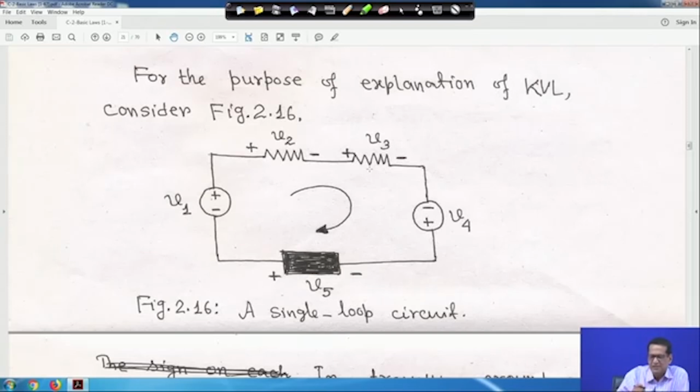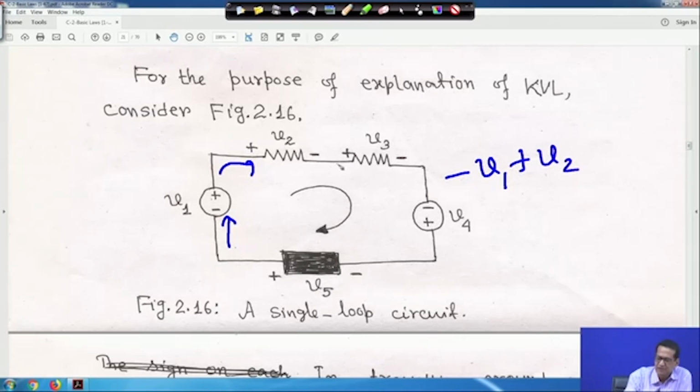So, in this case you mark the polarities arbitrarily. Suppose the current direction is clockwise, and we are moving clockwise. As you move clockwise, you see which terminal you encounter first. First you encounter the negative sign, so it should be minus V1. Then moving clockwise, you encounter the plus terminal first, so this is plus V2.